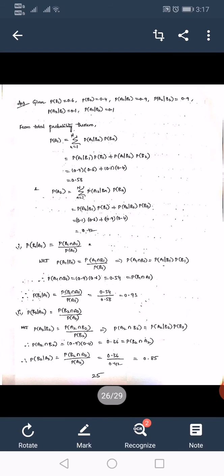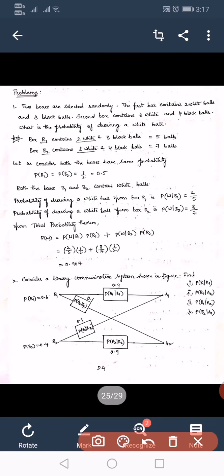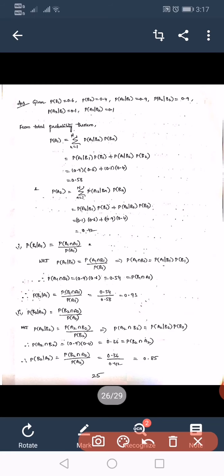Okay, next we need to find out first P of B1 given A1. The formula for P of B1 given A1 is P of B1 intersection A1 by P of A1. If we want to find this value, we don't know the numerator term, B1 intersection A1. So for that purpose, first we consider P of A1 given B1, which equals P of A1 intersection B1 by P of B1.